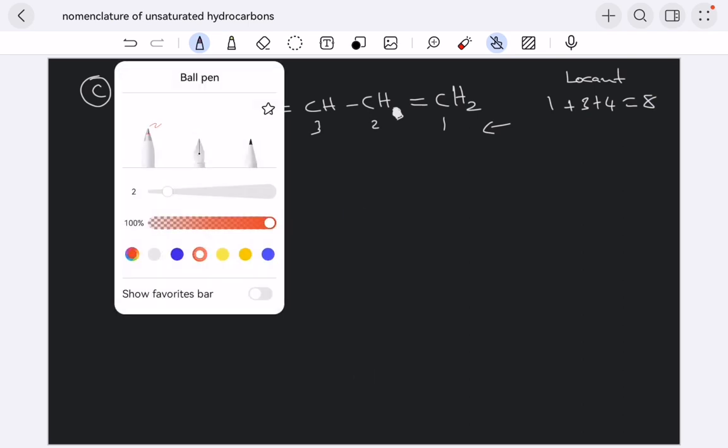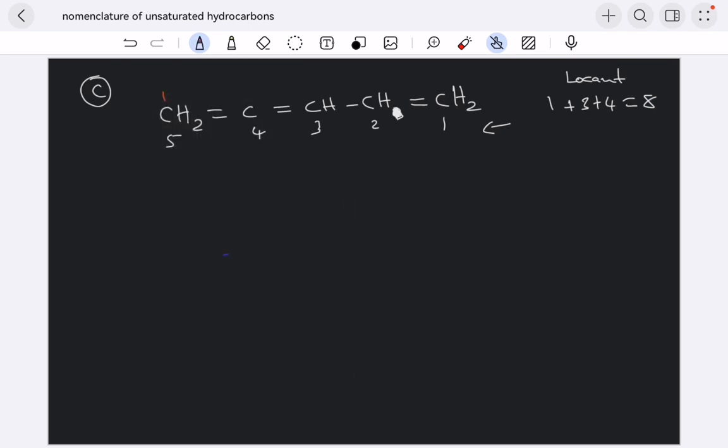Then if I start counting from the other side, this is 1, 2, 3, 4, 5. At position number 1, I have a double bond. At position number 2, I have another double bond. Then at position number 4. So therefore here my locant is going to be 7. So meaning the correct counting is when we use the other side.